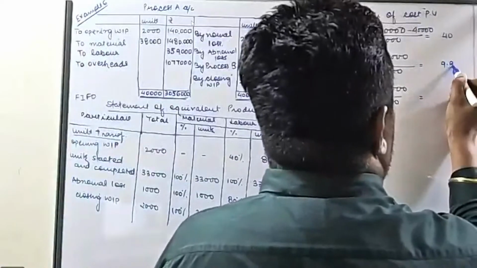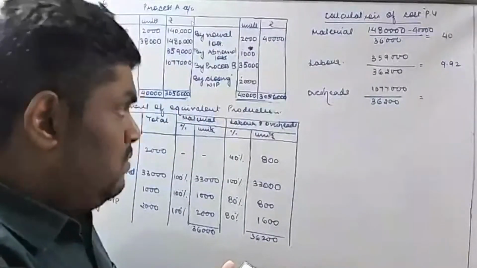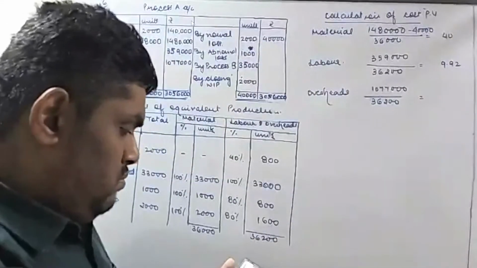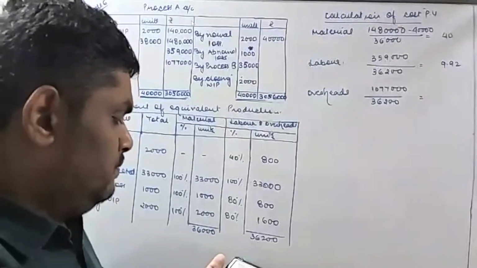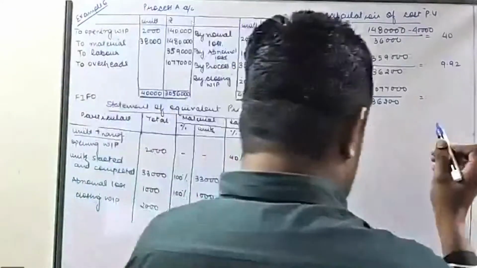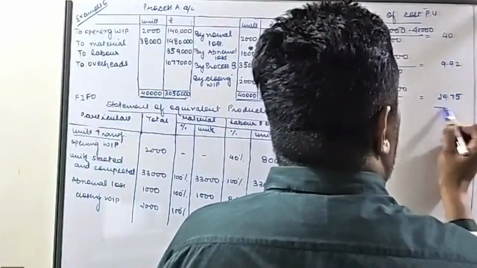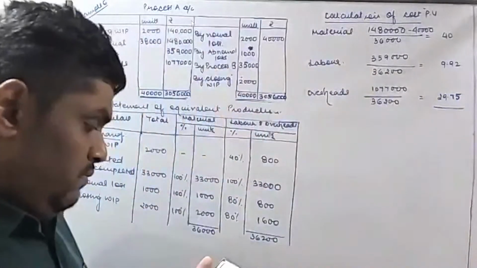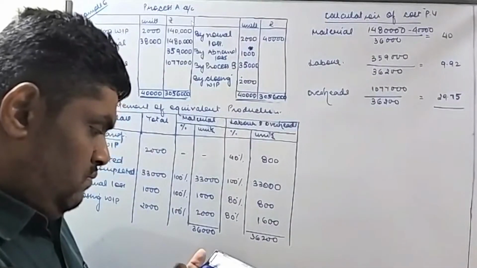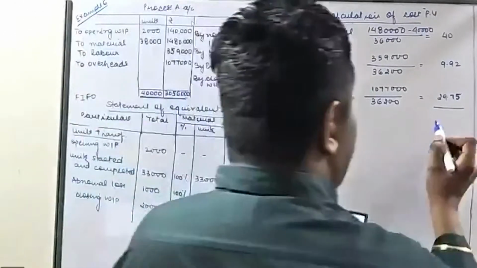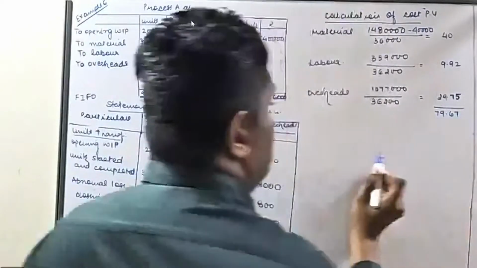This will be 9.92. This will be 29.75. This will be 79.67.